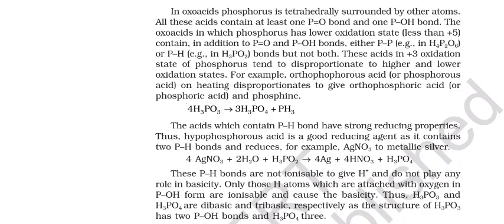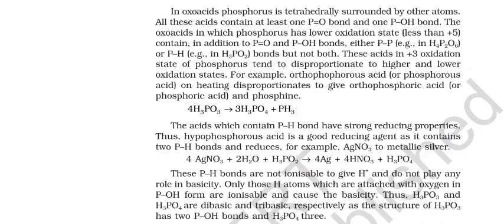For example, orthophosphorous acid on heating disproportionates to give orthophosphoric acid and phosphine. 4H3PO3 gives 3H3PO4 plus PH3. The acids which contain a P-H bond have strong reducing properties. Thus, hypophosphorous acid is a good reducing agent as it contains two P-H bonds and reduces, for example, AgNO3 to metallic silver. 4AgNO3 plus 2H2O plus H3PO2 gives 4Ag plus 4HNO3 plus H3PO4.